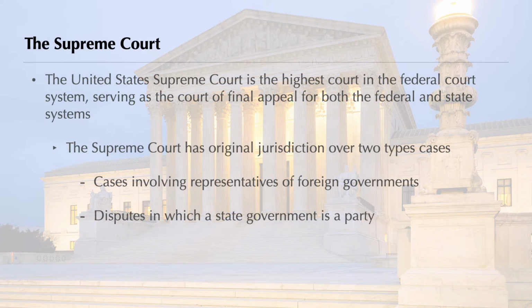The Supreme Court is the highest court in the federal court system. The major purpose of the Supreme Court is to serve as the final court of appeals for both the state and federal court system. The Supreme Court, however, does have original jurisdiction over a few special kinds of cases, including those involving representatives of foreign governments and disputes between state governments. The role of the Supreme Court in the legal system and in the federal government is so important that it will be discussed again in the next video.